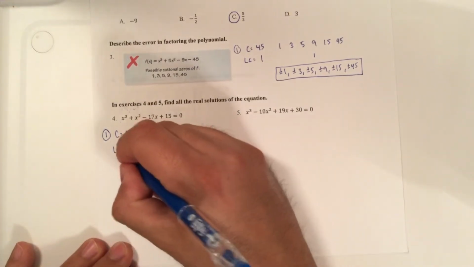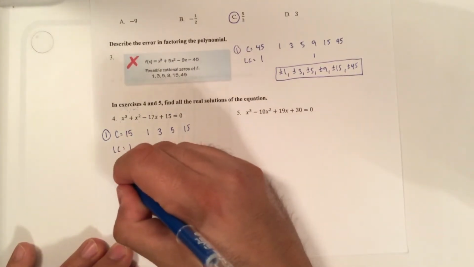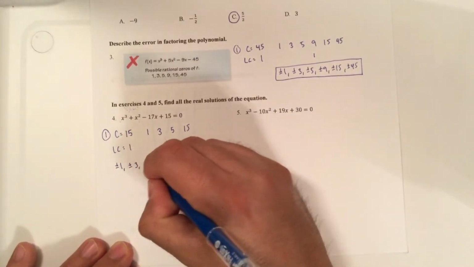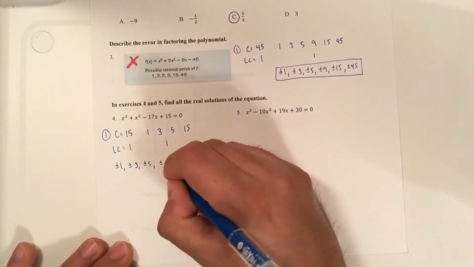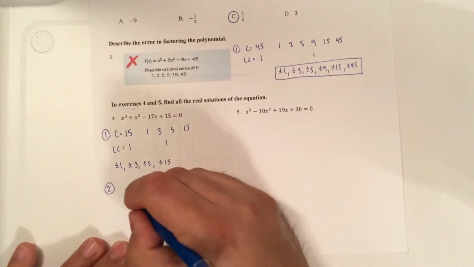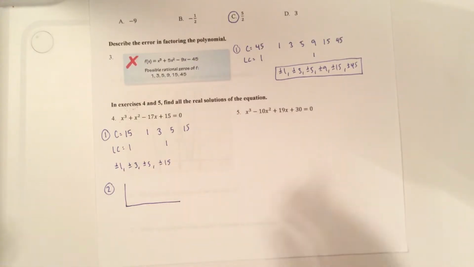Now we're going to find the factors of the leading coefficient. In this case, just a 1. So all of them divided by 1 are themselves. Just don't forget the plus or minus 1, plus or minus 3, plus or minus 5, plus or minus 15. Step 2 is we're going to test to see which one gives us a remainder of 0.